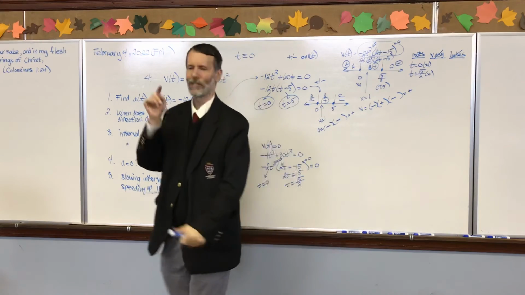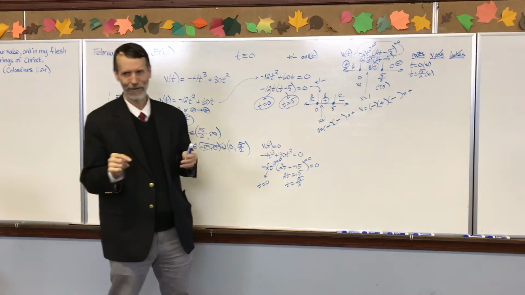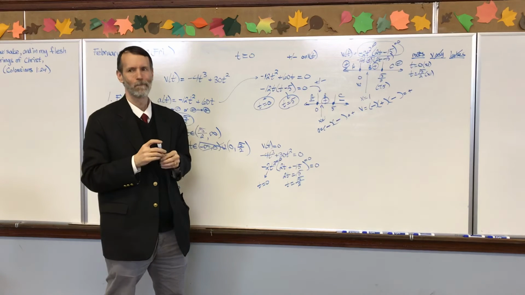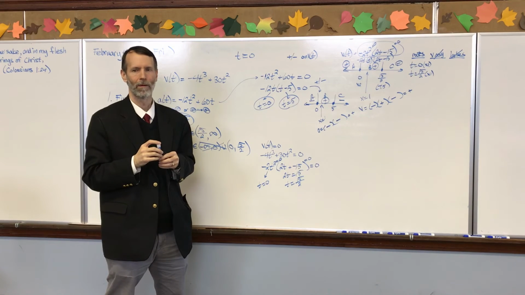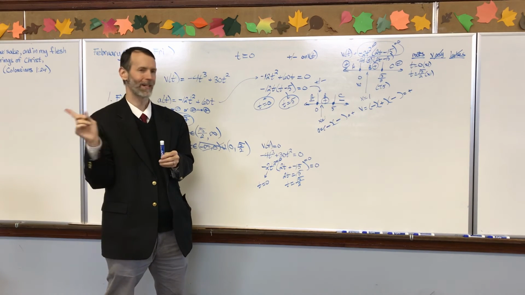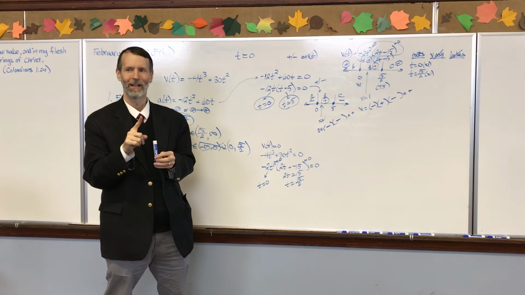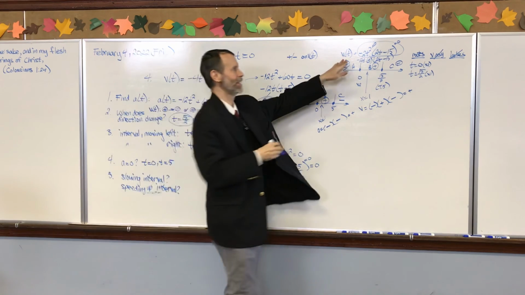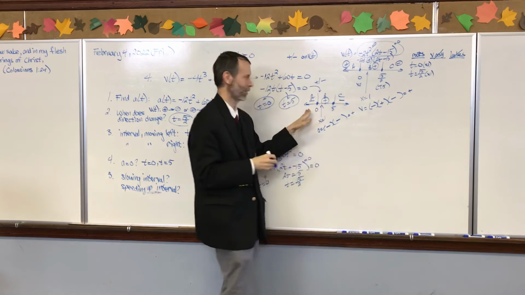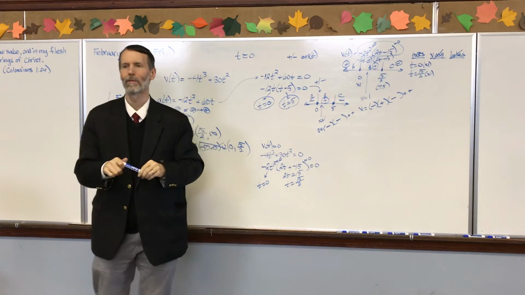During which interval was it accelerating to the right, Max? From 0 to 15 over 2. It wasn't accelerating that whole time. Wait, look at this. I thought you said, this is the velocity chart. This is the acceleration chart. Well, 0 to 5. From 0 to 5.